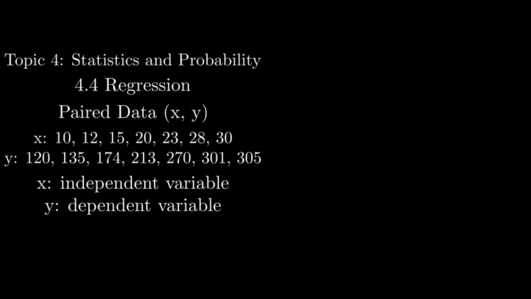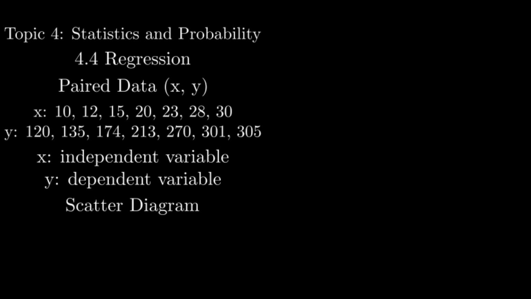Now, just looking at this table of numbers can be a bit abstract. A great way to visualize the relationship between x and y is to plot these points on a graph. This type of graph is called a scatter diagram or a scatter plot. Let's plot our points. We put the x values on the horizontal axis and the y values on the vertical axis. As you can see, when we plot the points, a pattern starts to emerge. It looks like as x increases, y also tends to increase.